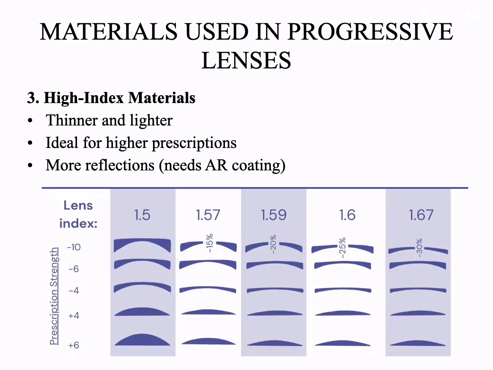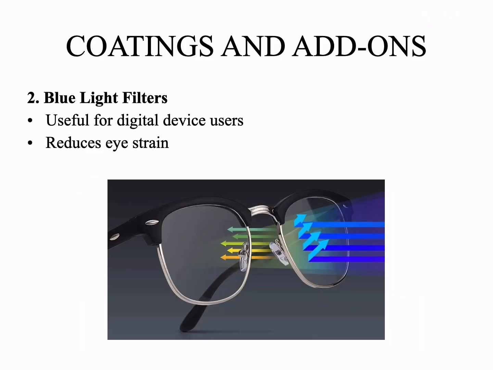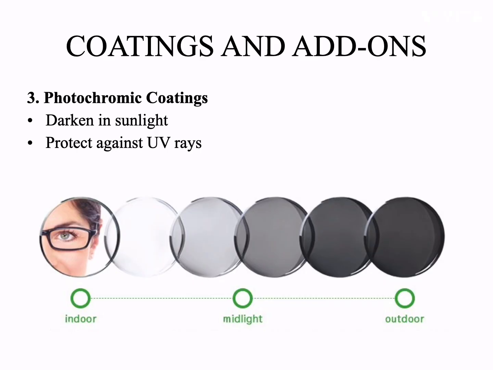In the chart we can see the percentage of thickness from 1.57 to 1.67. For one particular power, the lens is 15% thinner in 1.57 index, 20% thinner in 1.59 index, 25% thinner in 1.6 index, and 30% thinner in 1.67 index. Anti-reflective coating improves the clarity, reduces the glare, and enhances night driving. Blue light filter is used for digital device users as well, and reduces eye strain.